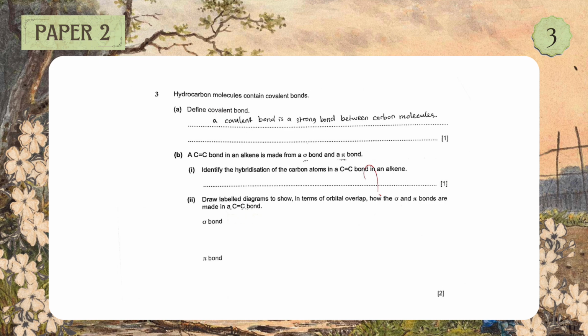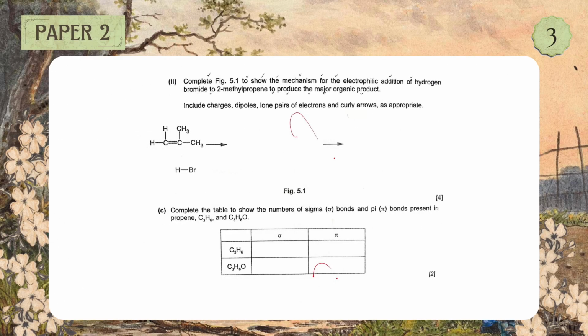3B, sigma bond. A sigma bond forms by end-on overlap of orbitals along the line joining the nuclei. Pi bonds form by sideways overlap of parallel p orbitals above and below the plane of the molecule. So the sigma bond is stronger because the overlap is greater. 3Biii. The major product is 2-bromopropane. The pi bond contains a high electron density and attacks H+ from HBr. The more stable secondary carbocation forms, which is then attacked by Br minus. This follows Markovnikov's rule and gives 2-bromopropane as the major product.